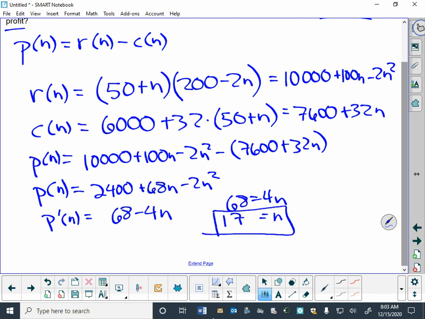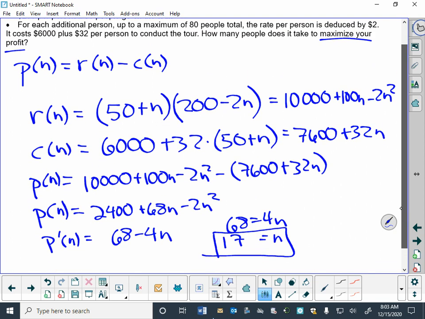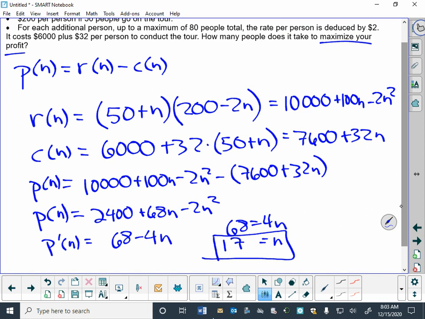And n, 68 divided by 4, that's 17. So 17 additional passengers. How many people does it take to maximize your profit? We're going to need 67 passengers. That will maximize the profit.